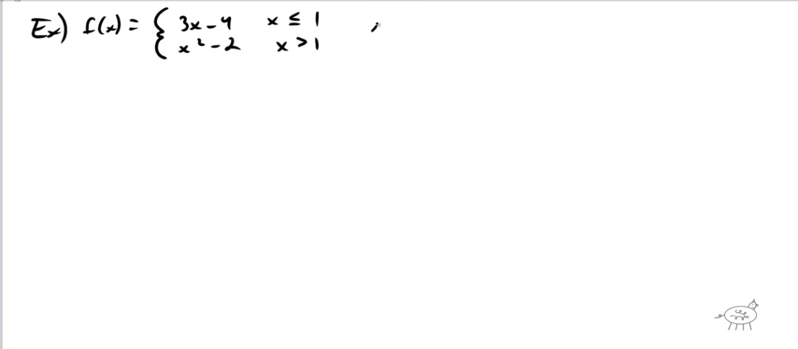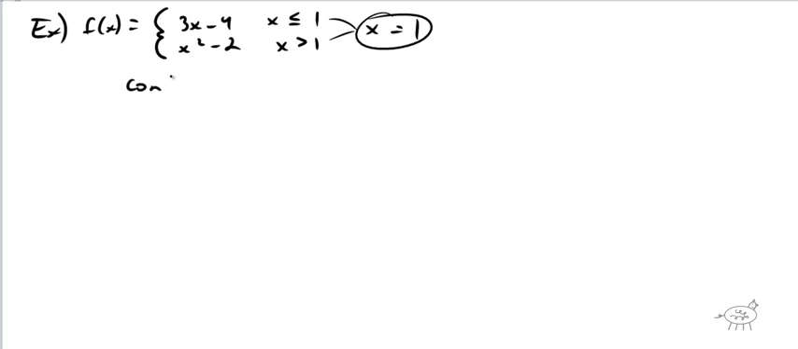Your first example is f of x equals 3x minus 4 for x less than or equal to 1, and x squared minus 2 for x greater than 1. We're always going to check the critical point, which happens to be where the function changes from one piece to the other, so it always matches those numbers there.